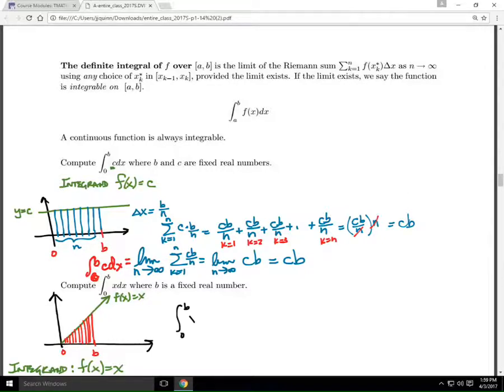So the definite integral from 0 to b of x dx is a number, because b is a number. It's going to be 1/2 the base. The base has length b, and the height also has length b. So it's 1/2 b times b, which is 1/2 b squared.